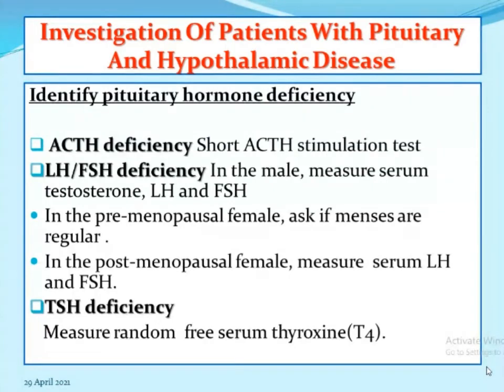For TSH deficiency, we will measure the free serum thyroxine, which is T4. And we should not test the TSH, which is usually the standard test in primary disease. I would remind you about this issue: in primary hypothyroidism the test of choice is usually TSH, except in cases of secondary hypothyroidism. Here the test is T4.